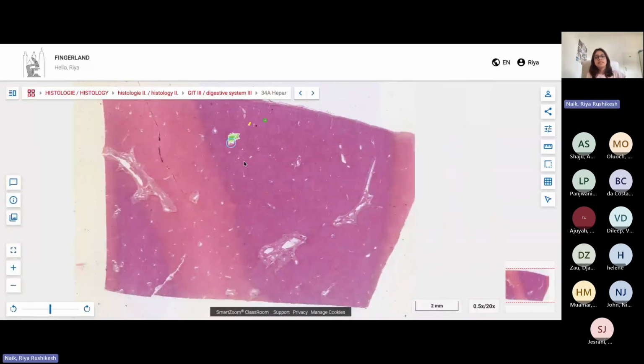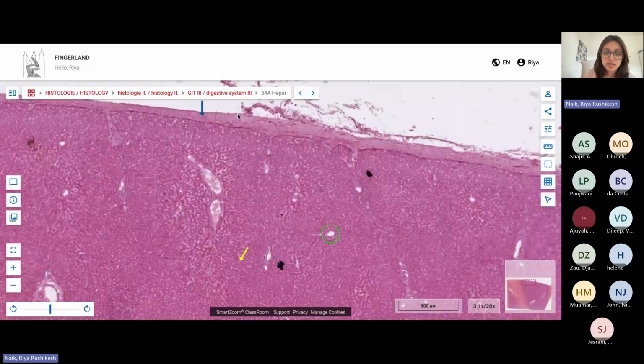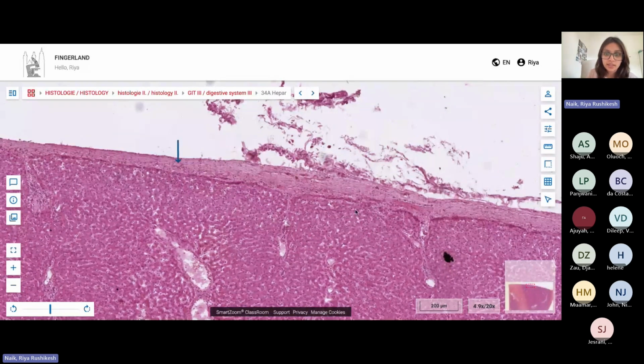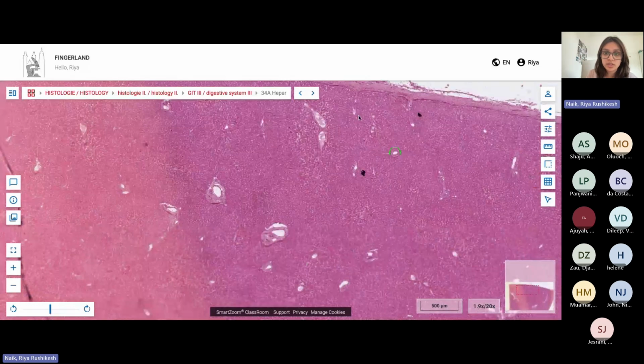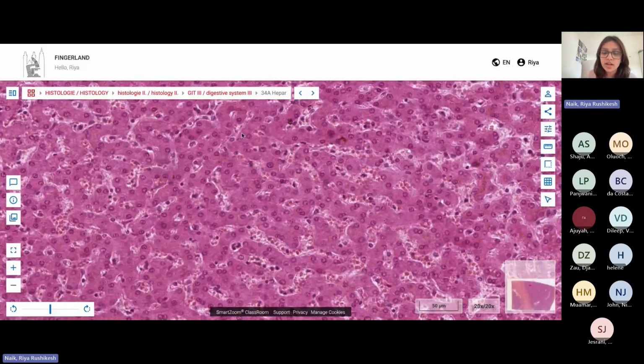Okay, so this is the slide of the liver. On the top here, you can see the mesothelium. This is the Glisson's capsule, which is made up of dense connective tissue. All of these structures, which you can see here, let me zoom in, are hepatocytes. For example, this is one hepatocyte, this is the other. So in the entire slide, you can only see hepatocytes.